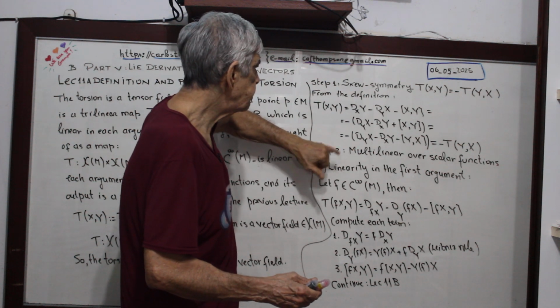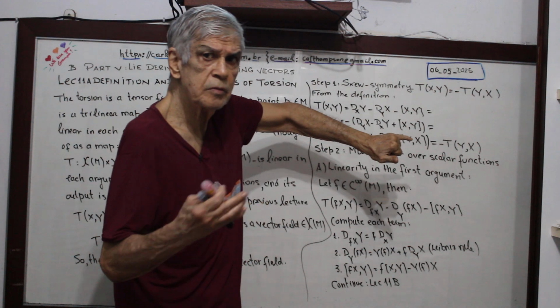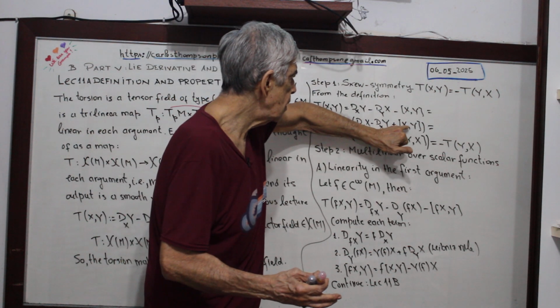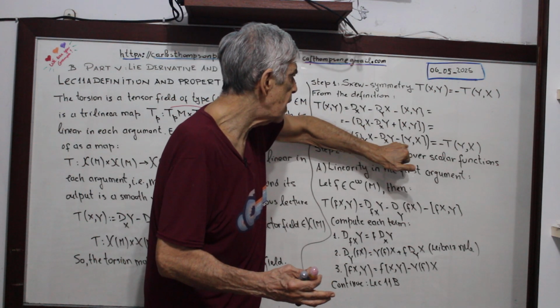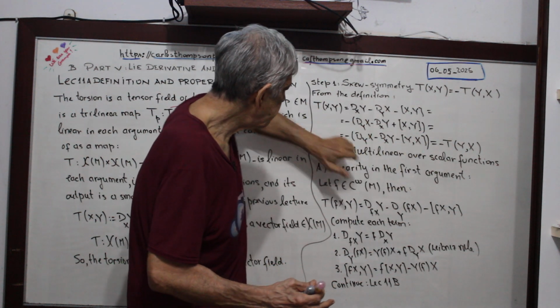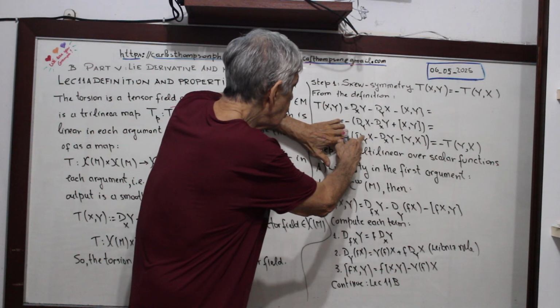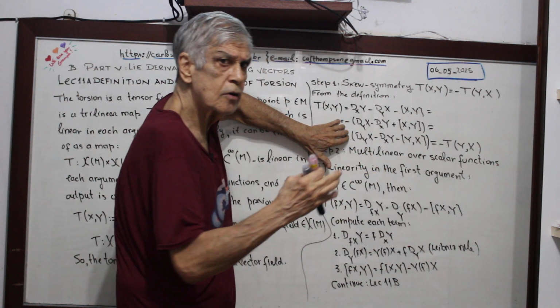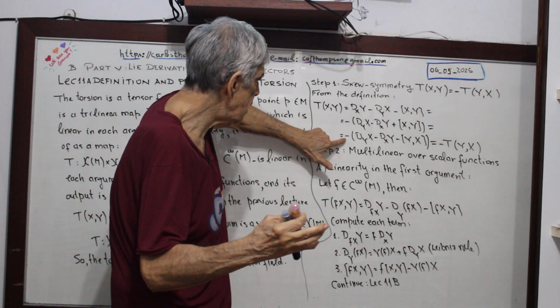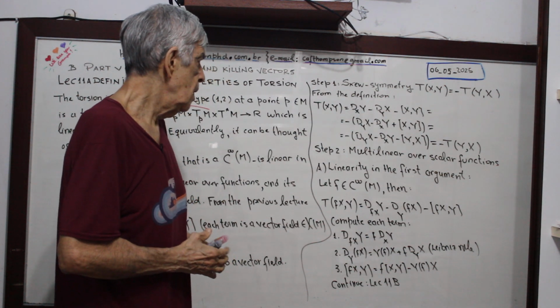The Lie bracket is skew symmetric also. So the Lie bracket of X,Y is minus the Lie bracket of Y,X. So you see here, this is exactly minus the torsion of Y comma X.